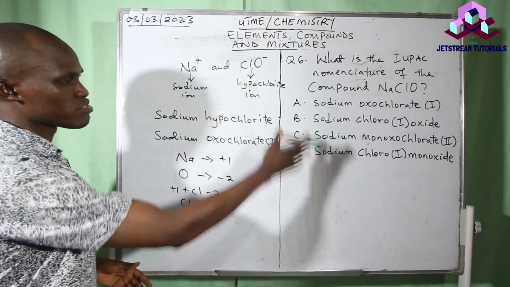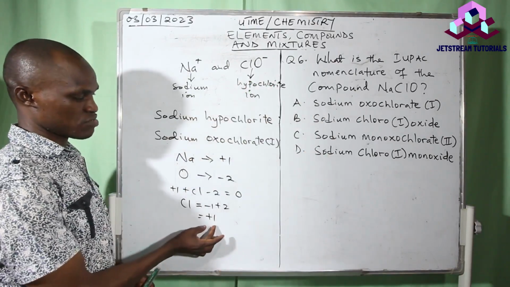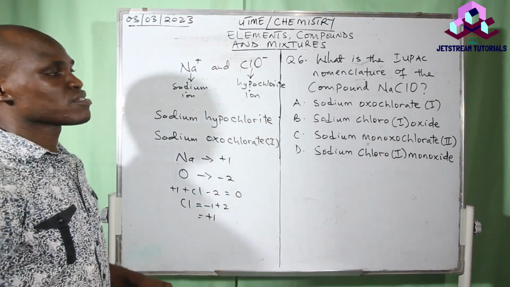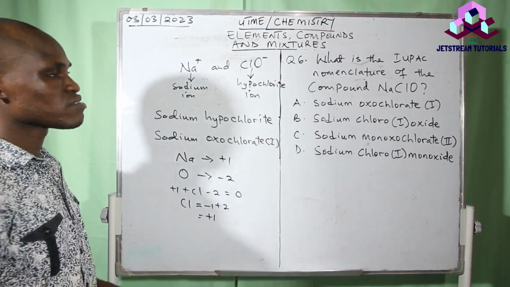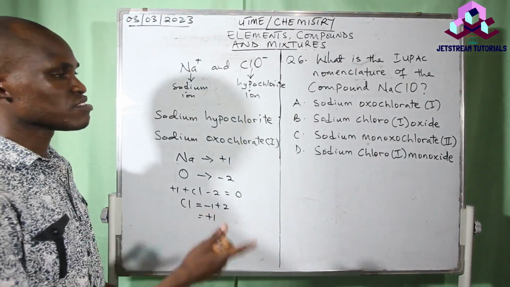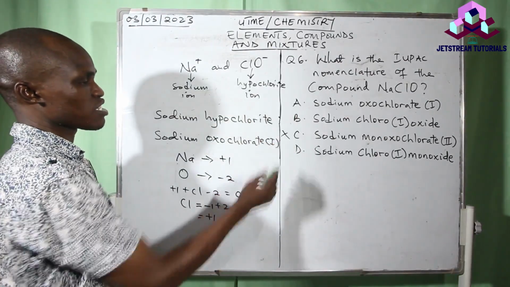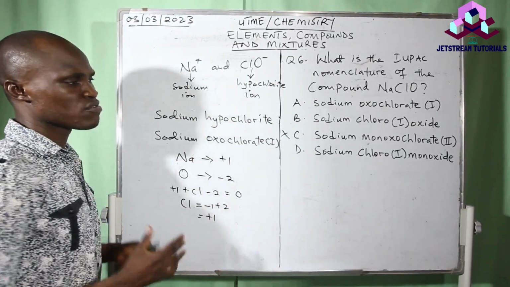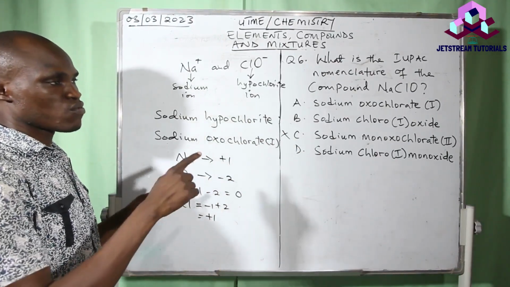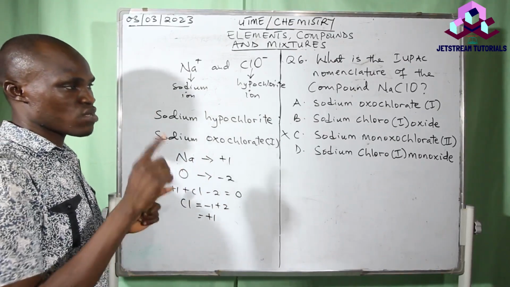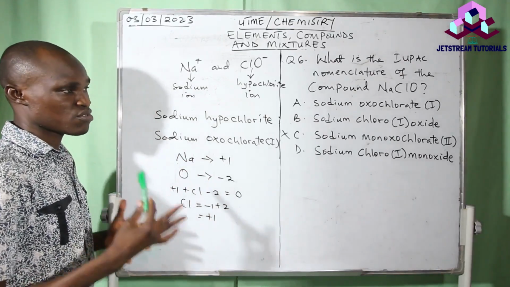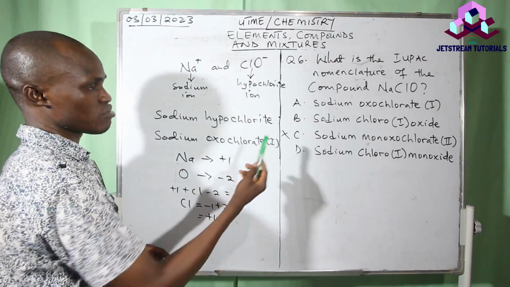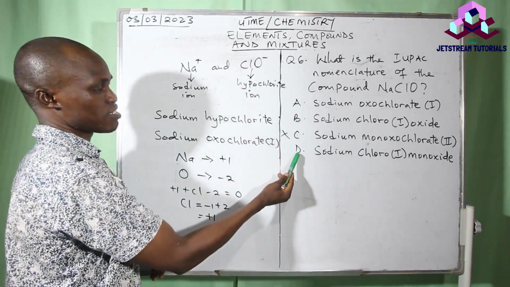So you look at the options, which one has an oxidation state of +1? Option A has +1, option B has 1, option C doesn't have it. So you strike out this one; it cannot be your answer. Then option D also has 1. But if you look at the way the Roman numeral 1 is put in brackets, it's not correct. Something is wrong, especially when it comes to option B and option D.